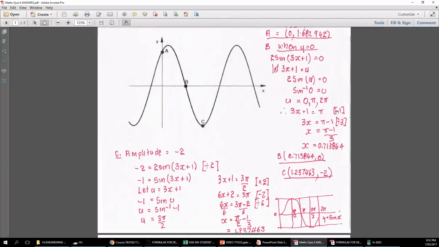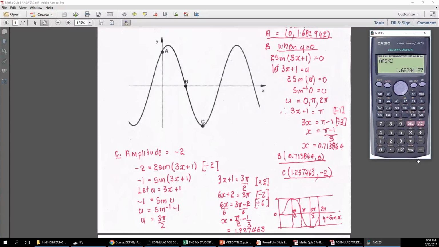So 3x plus 1 equals pi. I'll take 1 off both sides. 3x equals pi minus 1. I'll divide by 3, and I get x equals (pi minus 1) over 3. Pi minus 1 over 3. And so I'm going to just work that through on my calculator.